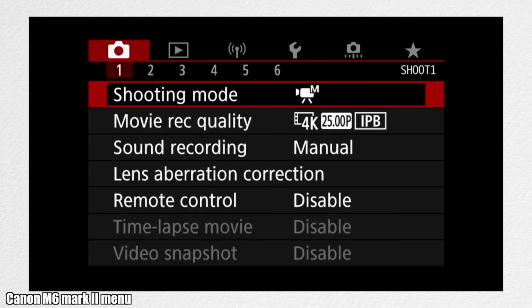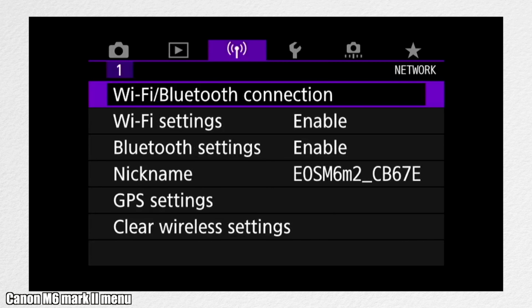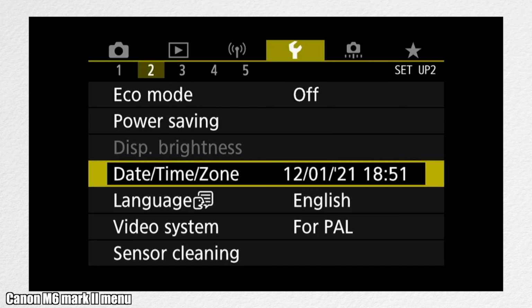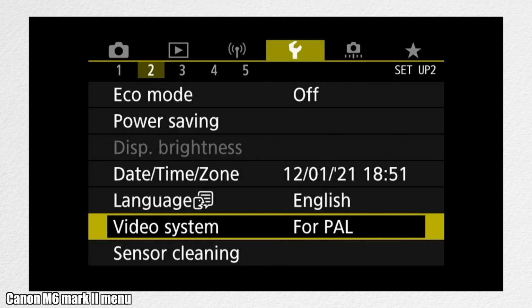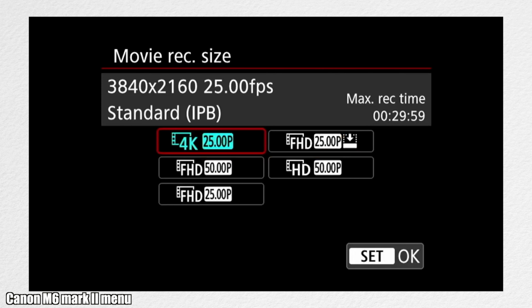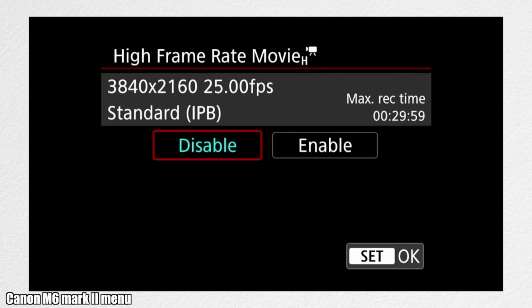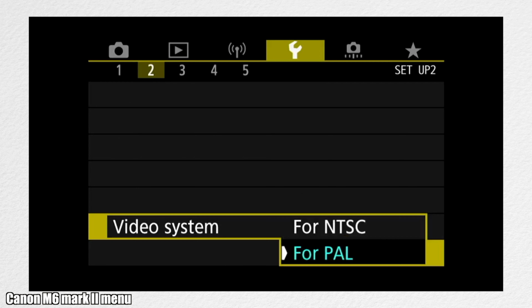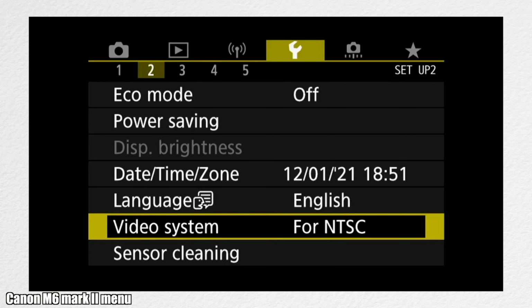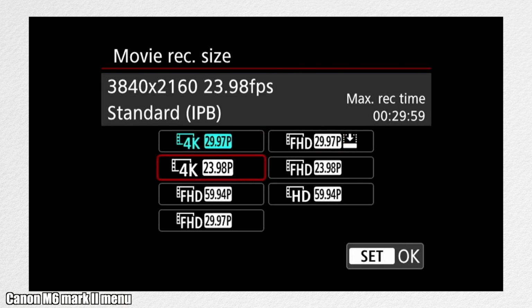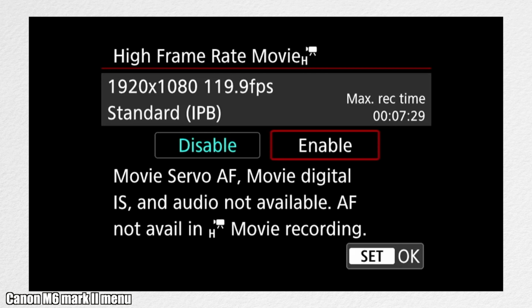Now, to switch between NTSC and PAL, you should find this under the region settings on your camera. If you set your camera to PAL region, you only get to choose from those frame rates, which is 25, 50 and 100 frames per second. And the same applies for NTSC. If you put your camera in NTSC mode, you can only choose between 24, 30, 60 and 120 frames per second.